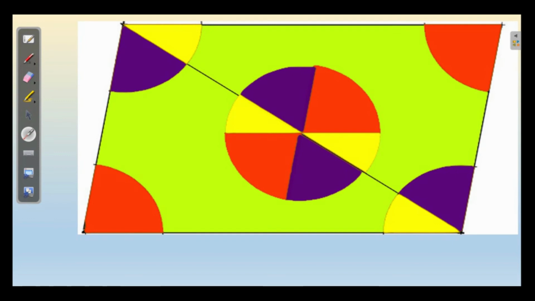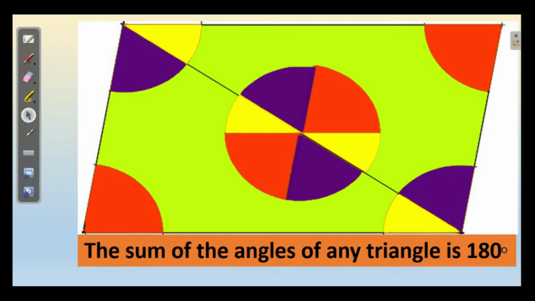So, that we can write. The sum of the angles of any triangle is 180 degrees. Any. We have done only 2. So, what you have to do? You have to do 2 more sets of parallelograms like this. Repeat the activity with 2 more parallelograms and then you must not forget to write down that the sum of the angles of any triangle is 180 degrees. Okay. Thank you.